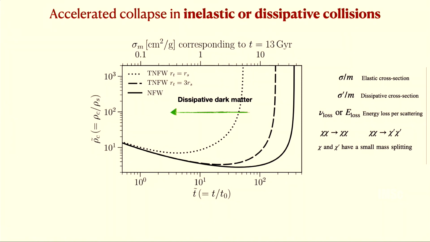Not only do you have this with elastic interactions, this additional channel of heat loss is even important if you move away from elastic scattering and move to dissipative dark matter self-interactions. Then also you start to core collapse.